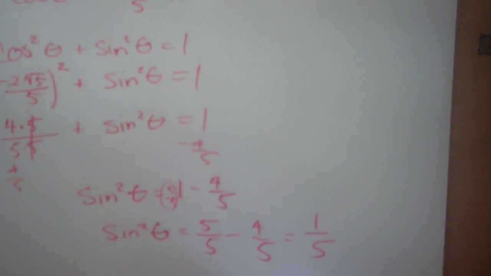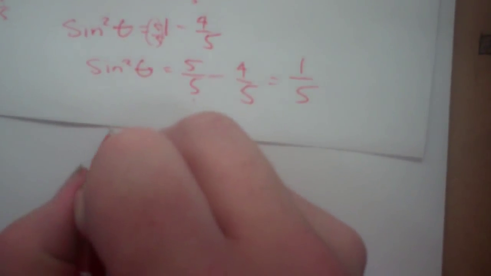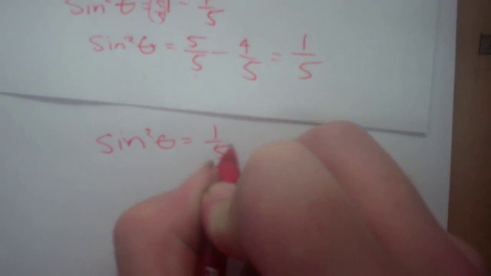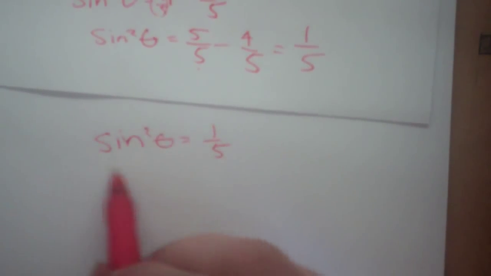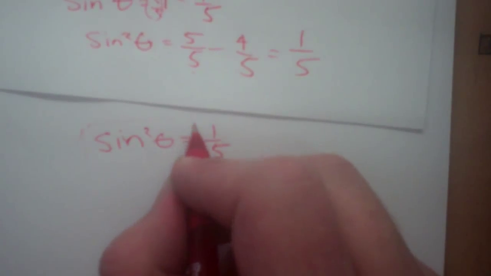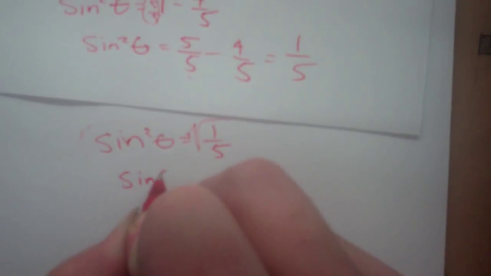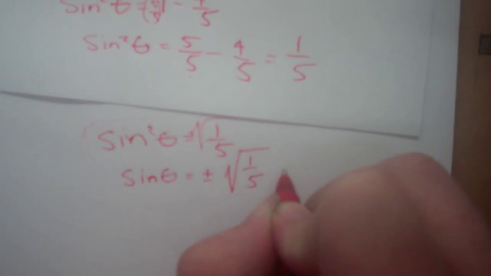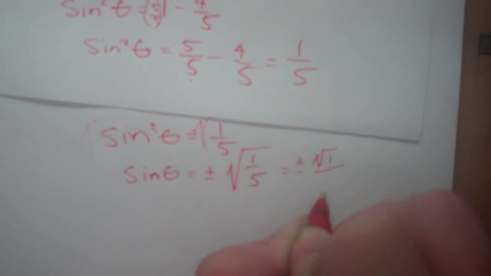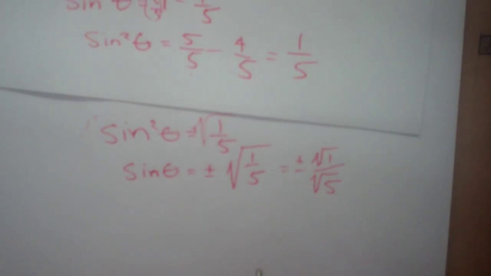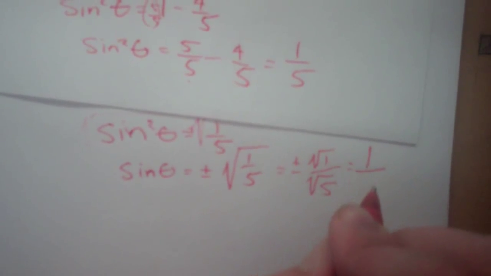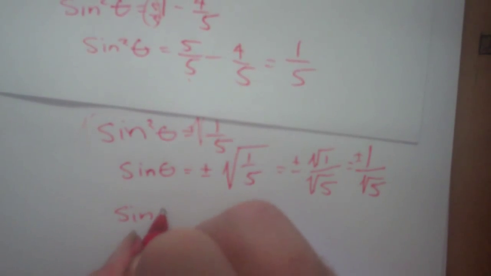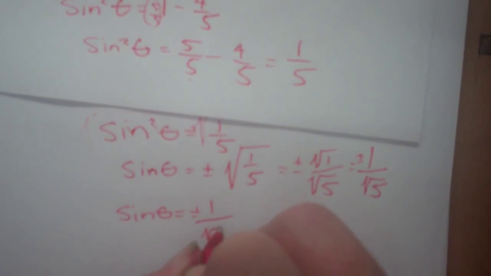So this is now going to give us the following. It's going to give us sine squared theta is equal to 1/5. We need to undo that square. The way we do that is by taking the square root of both sides. So we get sine of theta is plus or minus the square root of 1/5, which is plus or minus the square root of 1 over the square root of 5. The square root of 1 is 1, so this is plus or minus 1 over the square root of 5. So now we have the sine of theta is plus or minus 1 over the square root of 5.